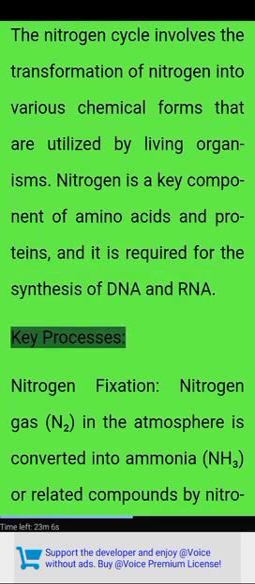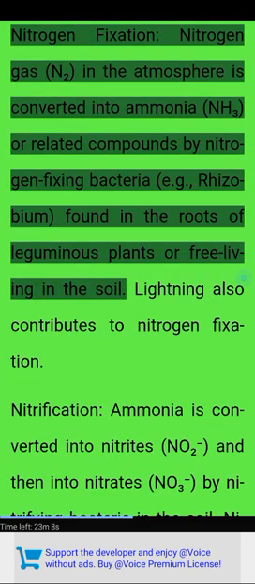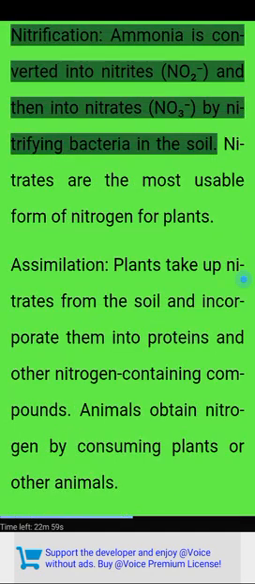DNA and RNA. Key processes. Nitrogen fixation: nitrogen gas (N2) in the atmosphere is converted into ammonia (NH3) or related compounds by nitrogen-fixing bacteria, e.g., rhizobium found in the roots of leguminous plants or free-living in the soil. Lightning also contributes to nitrogen fixation.